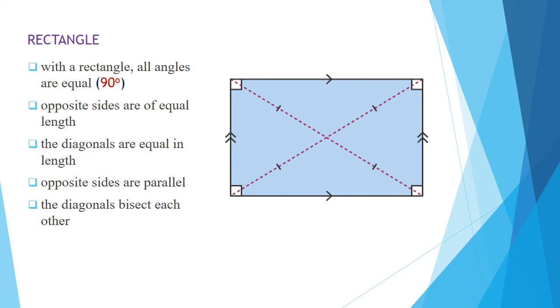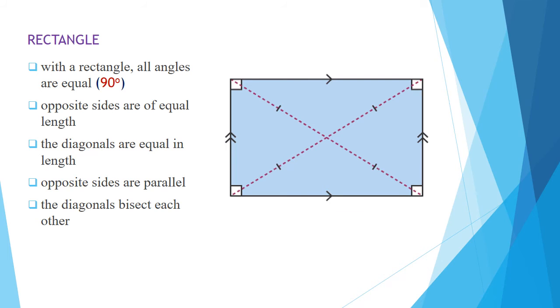Now let's look at a rectangle. A rectangle, just like a square, also has all its angles being 90 degrees. And with this one, the opposite sides are equal in length. So the top and the side, the opposite pairs, have equal length.